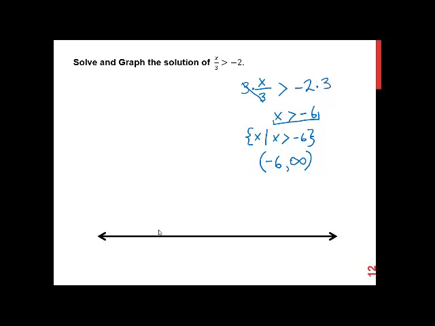Putting it on a number line, put a circle because this is an open interval. We're starting at -6. Open interval just means we're not including the number -6. And we have our arrow going upward.